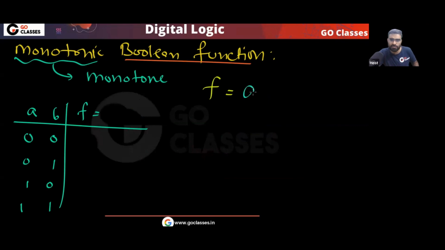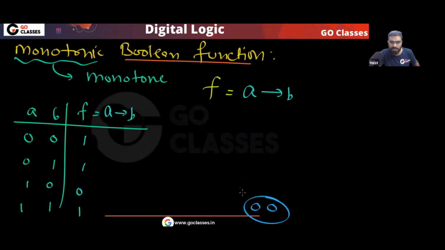For example, let's take this function, implication. A implies B. What about this function, implication? The truth table of implication is like this, 1 1 0 1. Now you tell me, is this function monotonic? Very simple. This is your 0 0. You increase this by changing a single input from 0 to 1. Remember, for 0 0, the function value is 1.